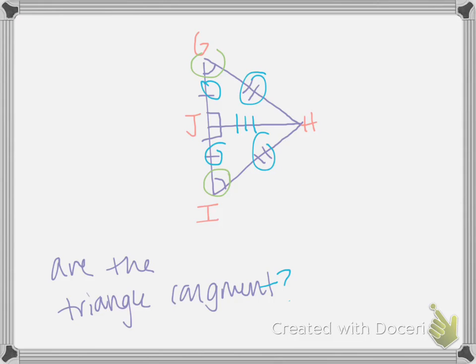So these two are congruent, and both of these are 90 degrees, which means they're congruent. If two angles are congruent, that means the third ones are congruent by the third angle theorem. So yes, it is congruent because all three sides are congruent and all three angles are congruent.